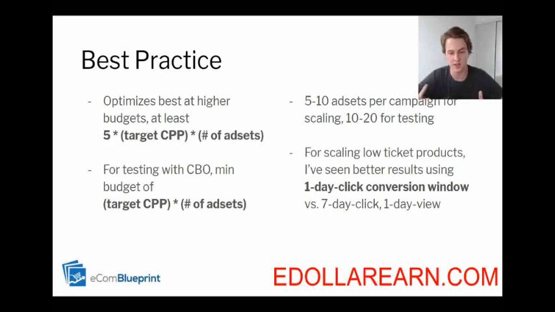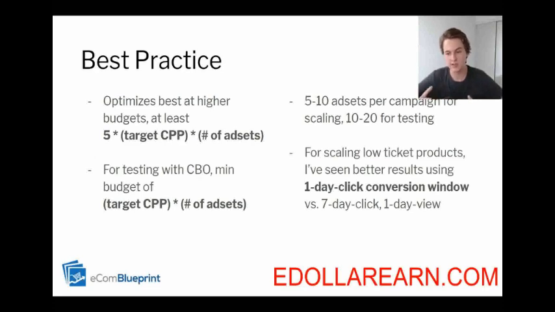And so you should start with a high budget according to this formula. And what I'll usually do is 10 times the target cost per purchase times the number of ad sets, but 5 times is the minimum that I'd recommend. Now for testing with CBO, the minimum budget that I'd recommend is just 1 times your target cost per purchase times your number of ad sets. And if your target cost per purchase was $10 and you had 15 interests that you wanted to test, then the minimum campaign budget that I'd recommend is $150. And like I said earlier, testing with CBO, I wouldn't recommend it. It's only if you want to be conservative with budget, and that can work well in that case. But otherwise, I'd recommend testing with regular ad set budgets.